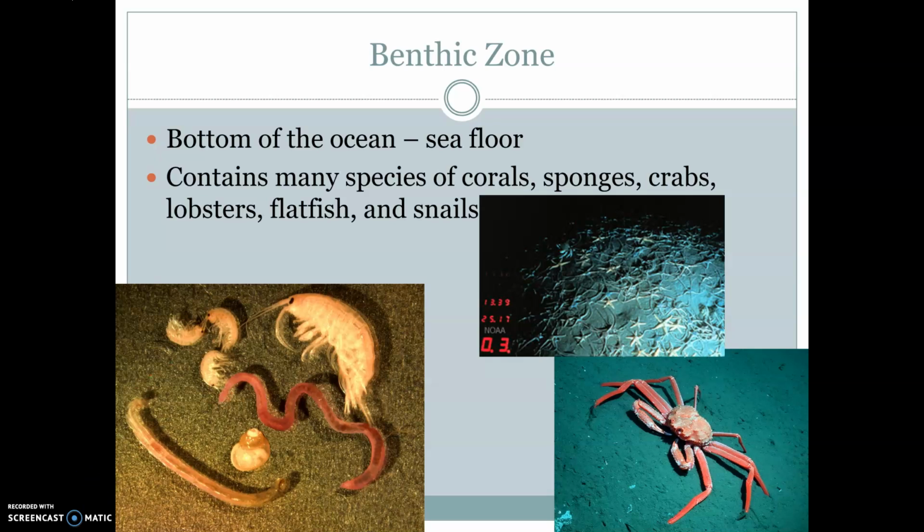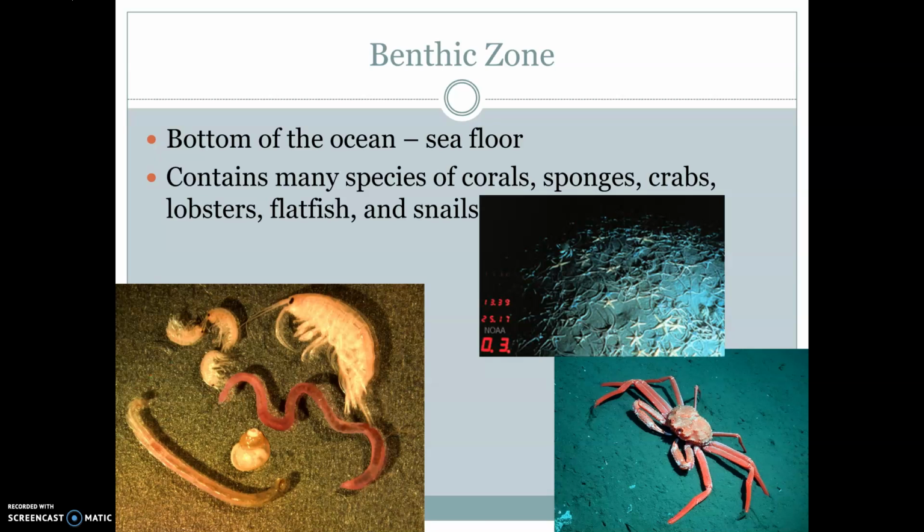Hi everyone, so we're going to finish up our ocean environments right here with our last zone, the benthic zone. Just a reminder, our photic zone is the zone where we find all the sunlight. That's going to be our zone with a lot of plants and animals, because with the sunlight, we'll be able to photosynthesize and see those producers make a lot of food for our consumers.